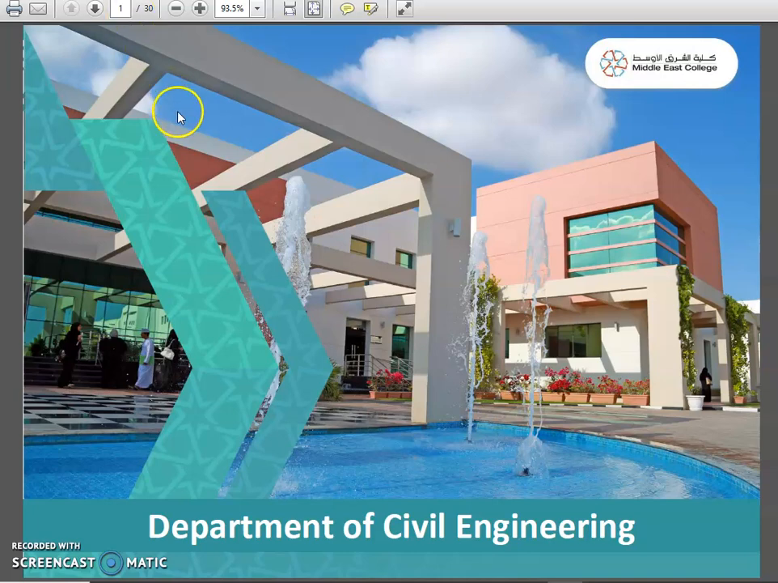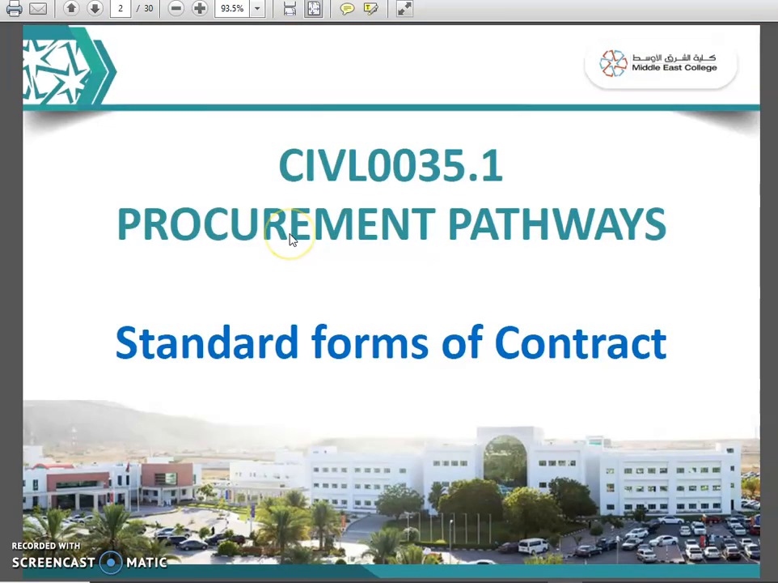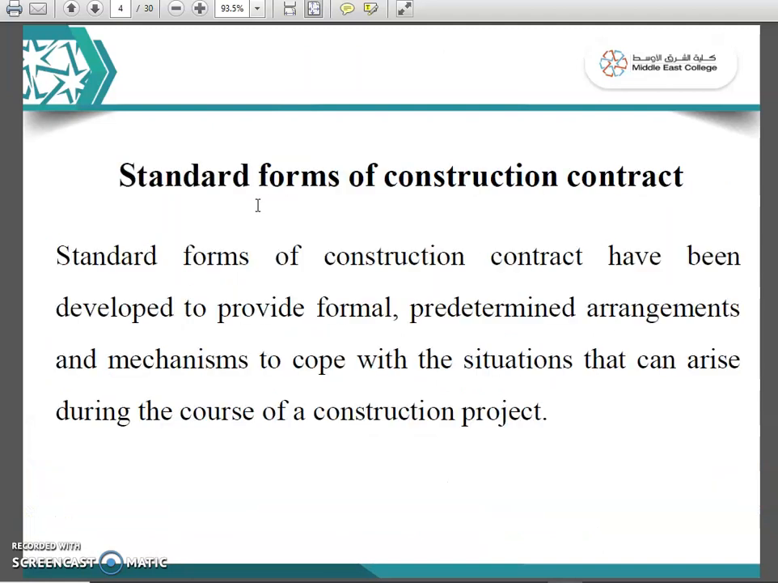Hi students, in this class we are going to discuss standard forms of contract. We have various standard forms of contracts such as JCT, NEC and FIDIC contracts. So about those types of standard forms of contract, we are going to discuss in this class. What do we exactly mean by the standard forms of construction contract?